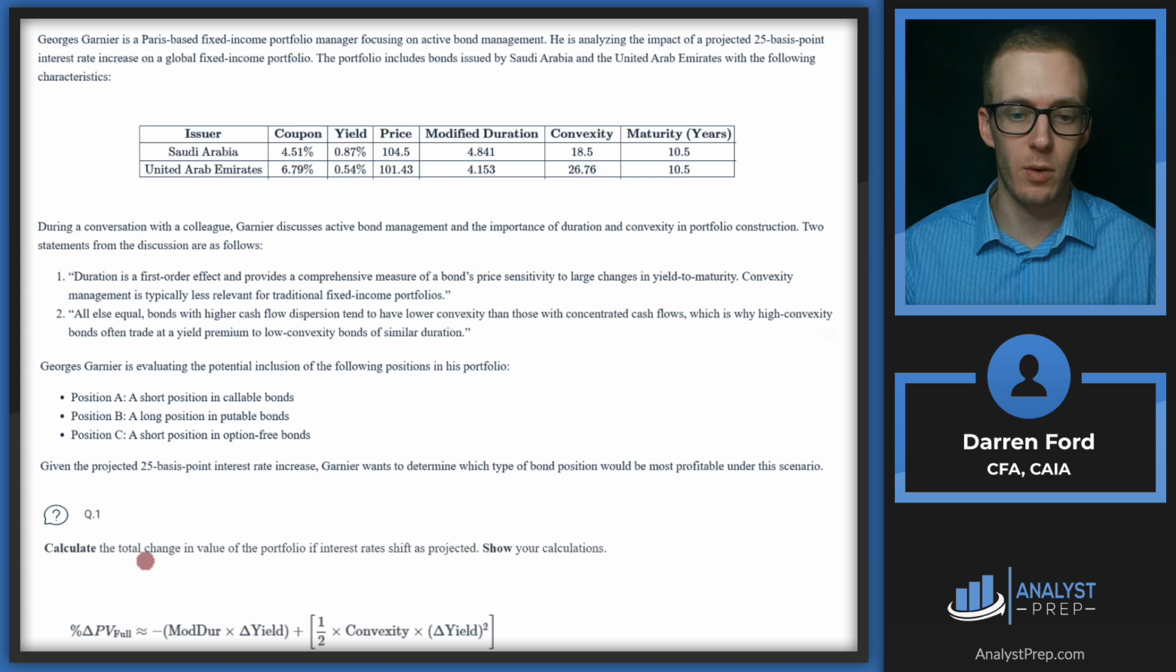So we need to figure out what the change in value of the portfolio will be if interest rates shift as projected. It looks like we're given the duration and convexity. So we need the change in yield, sorry. We need to figure out what the change in yield is based on the reading, and then we can just plug that in for the portfolio.